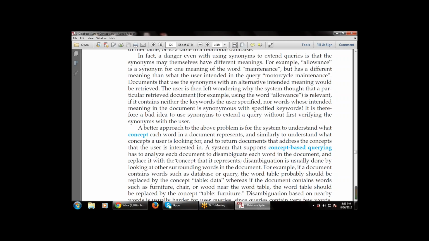Disambiguation is usually done by looking at the surrounding words in the document. For example, if a document contains words such as database or query, the word table probably should be replaced by the concept table data. Whereas if the document contains words such as furniture, chair or wood near the word table, the word table should be replaced by the concept table furniture.